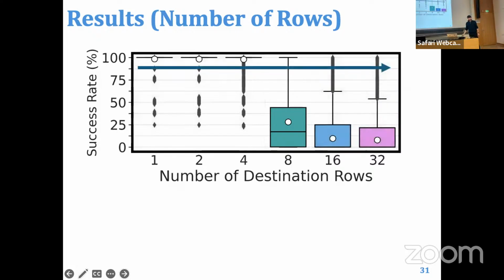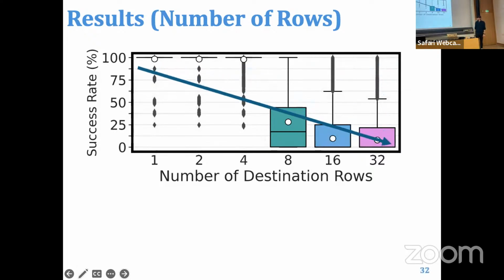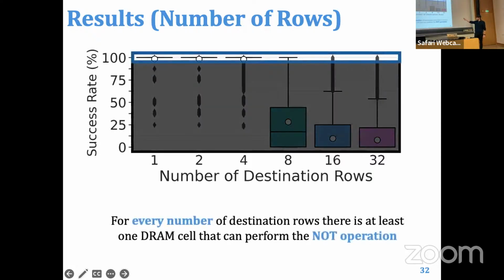So let's look at the trend. As the number of destination rows increases, we can see that the success rate drops. It makes sense because we have more destination cells, so the sense amplifier will not be able to charge all of them, up to 32 of them. But we can see that in every case, there is at least one cell that is successful, that has a success rate of 100%. That means at least one cell in the entire subarray can perform a NOT operation.